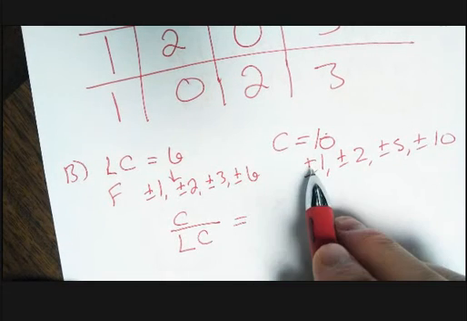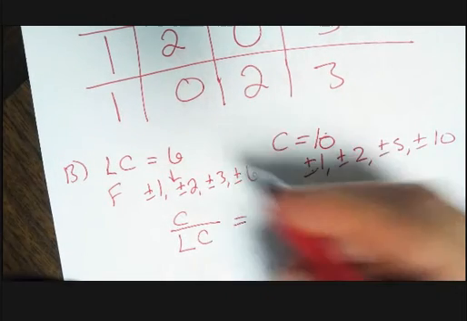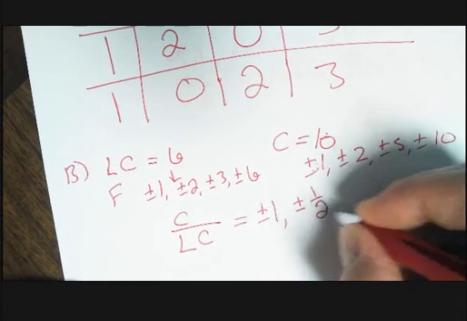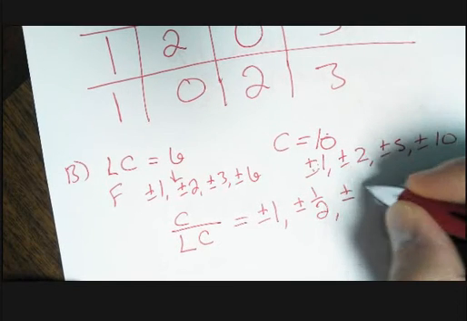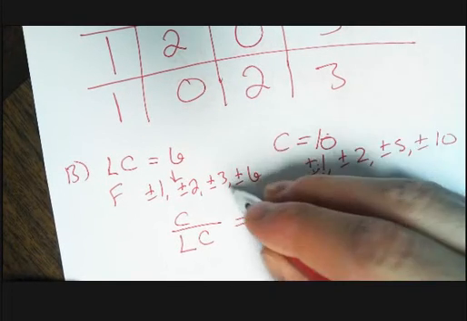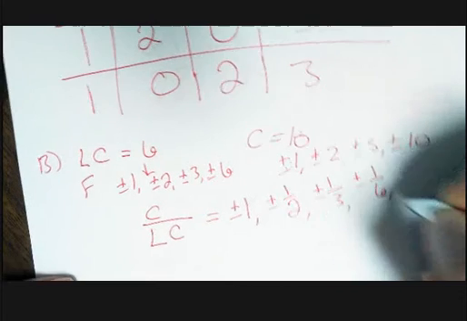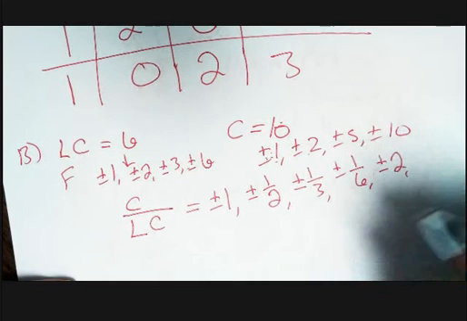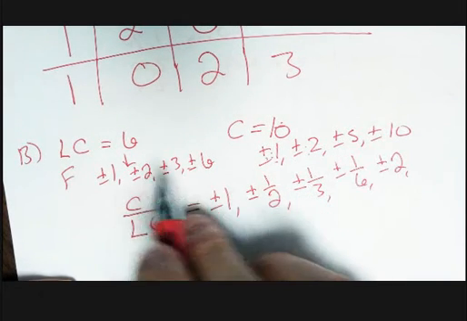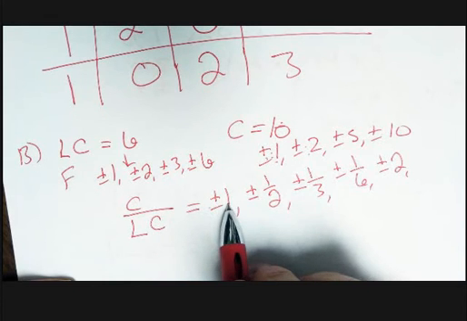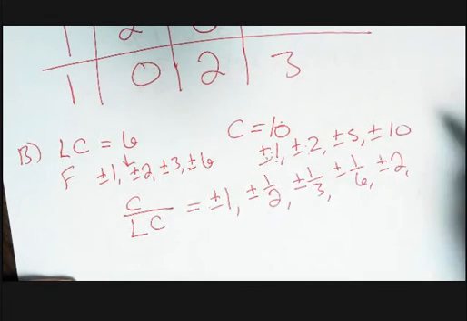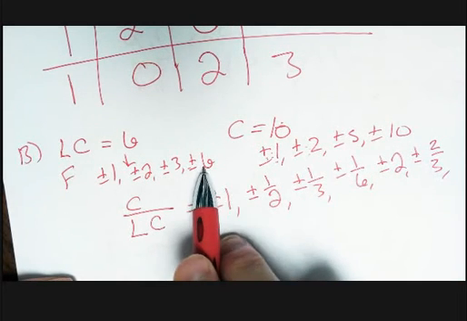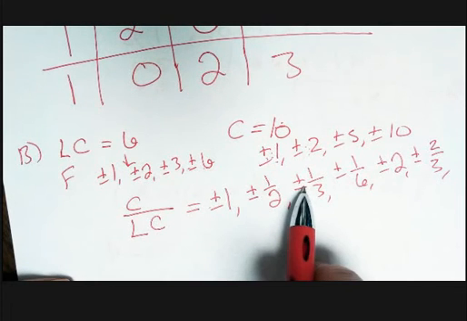So let's start here. Okay, constant over leading coefficient, we got 1 over 1, so that's just 1. We got 1 over 2, so that's 1/2. We got 1 over 3, that's 1/3. We got 1 over 6, that's 1/6. Then we start with the 2. We got 2 over 1, that's 2. We got 2 over 2, which is just 1, so we're not going to rewrite that one. Okay. Then we got 2 over 3. And then we got 2 over 6, but if you simplify 2 over 6 down, you get 1 over 3. We're not going to write that again.